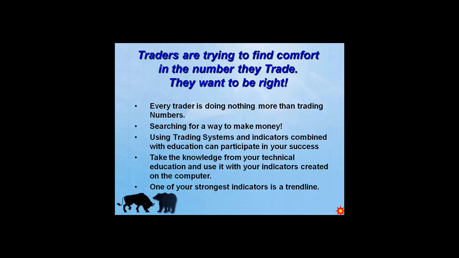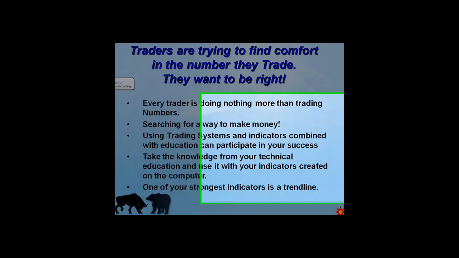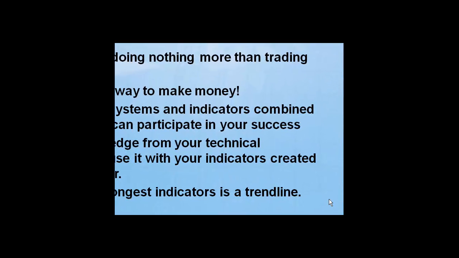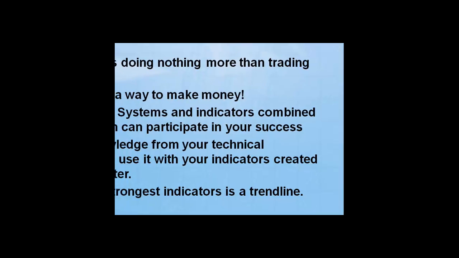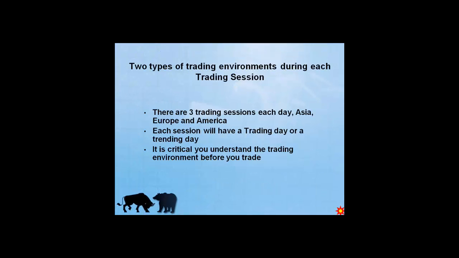Now, traders are trying to find comfort in the number they trade. They want to be right. Every trader is doing nothing more than trading numbers, searching for a way to make money. Using trading systems and indicators combined with education can participate in your success. Take the knowledge from your technical education and use it with your indicators created on your computer. One of the strongest indicators is the trend line.